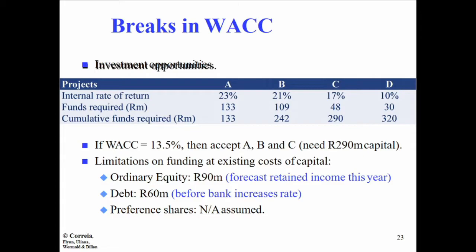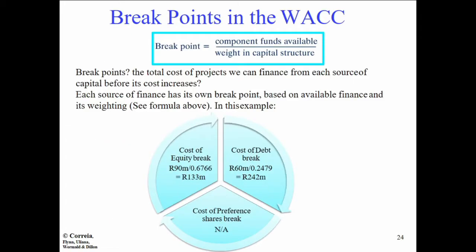The question we need to ask ourselves is what is the total rand amount of projects we can finance before the cost of capital will increase? Here it is necessary to calculate something called the breakpoints in the WACC. So the formula to calculate the breakpoints is by taking the component funds available and dividing it by the weight in the capital structure. So this breakpoint will show us the total cost of projects we can finance from each source of capital before its cost will increase.